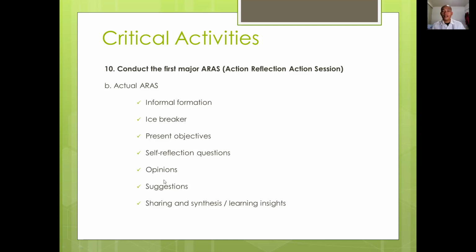We can ask for opinions. So based on your discussion earlier, na po yung mga opinion nyo regarding the community or mga programs na pwede nating gawin. Suggestions, sharing and synthesis of learning insights. So sasabihin ng isa, oh tama yung sinabi ni ganto-ganto. Yung isang groupmate natin, tama yung suggestion niya. We should push through with this suggestion for siguro improve. I-combine natin yung sinabi ni classmate A at ni classmate C. So sharing and synthesis of the learning insights during the ARAS. So that is your ARAS, from informal reflection to opinions to sharing suggestions.